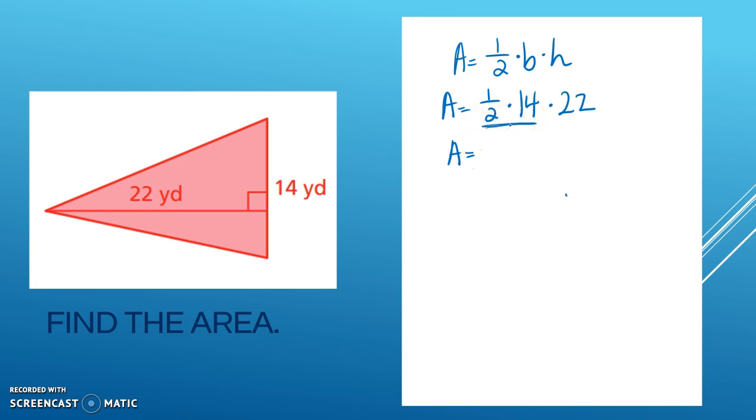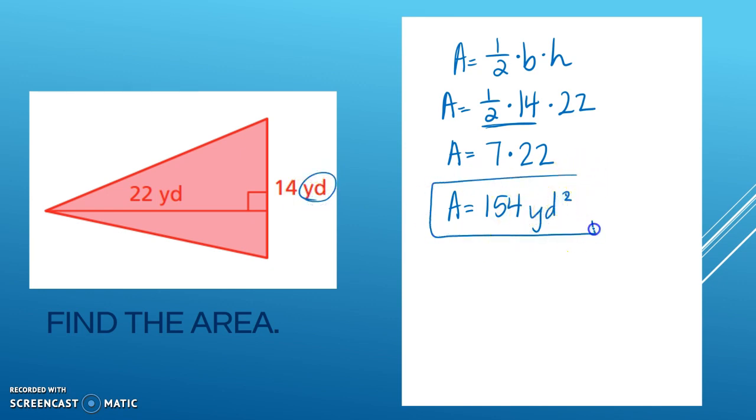Since both of them are even, it doesn't really matter. But I'm going to do 1/2 of 14. That's going to be 7 multiplied by 22. Remember, make sure that you're drawing this in your notebook and you're copying down the notes as we go through it. So we're going to do 7 multiplied by 22. When we do that, we get 154. Our label again here is yards, and area is always squared.